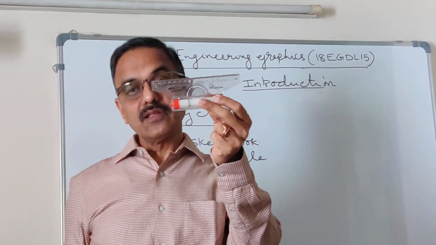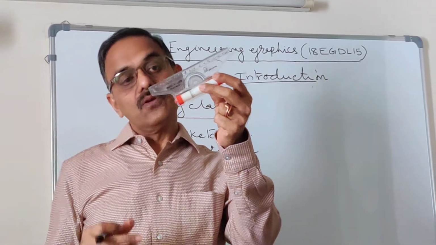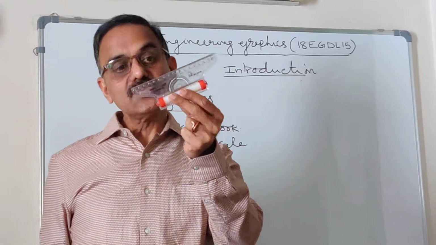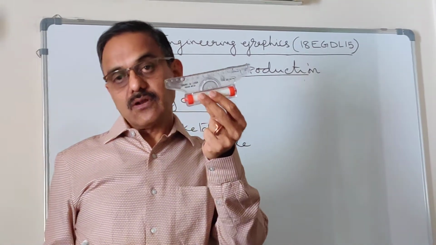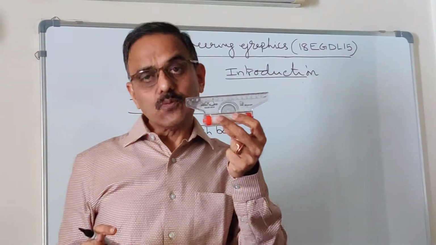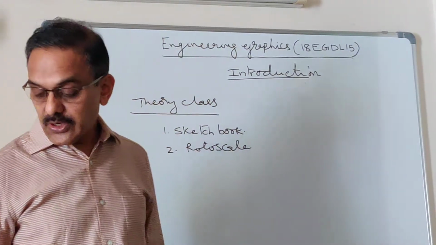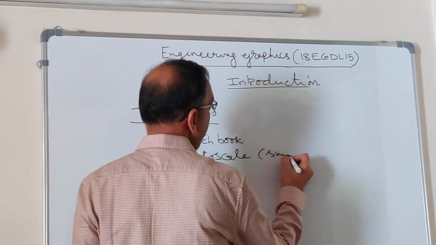You also have a bigger one, don't buy that. This will be useful especially if you have to draw parallel lines on your sketchbook. In case it is not available, you can also buy a small scale, that is enough. So that is one thing which you need to buy, a rotor scale or a small scale.